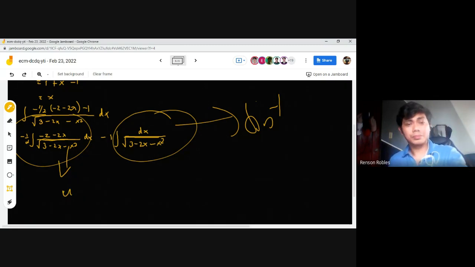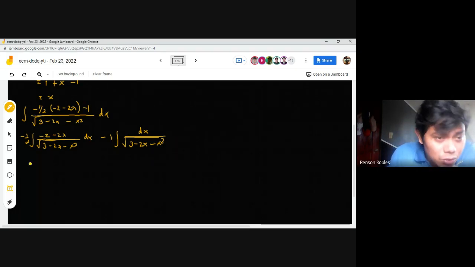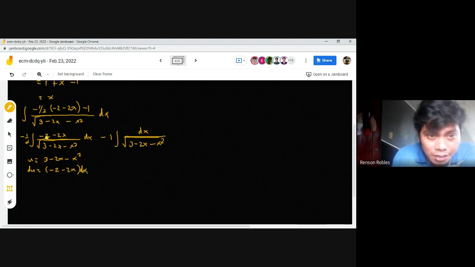Okay? How? By setting u equals 3 minus 2x minus x squared. And du is negative 2 minus 2x dx. And you see it right here. Okay, allow me to do the first term first. Negative 1 half, integral of negative 2 minus 2x dx is your du, all over the square root of, what is this, 3 minus 2x minus x squared? U. Negative 1 half, integral of, itataas ko, u to the negative 1 half du.